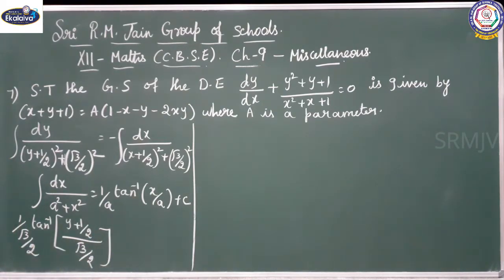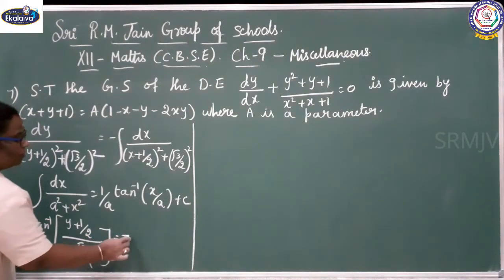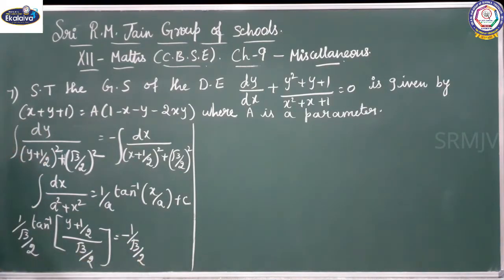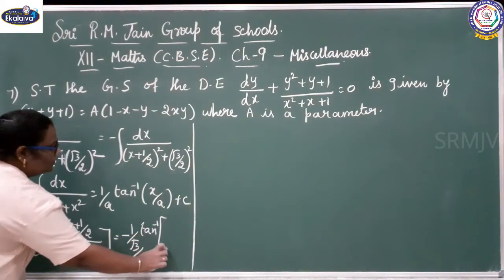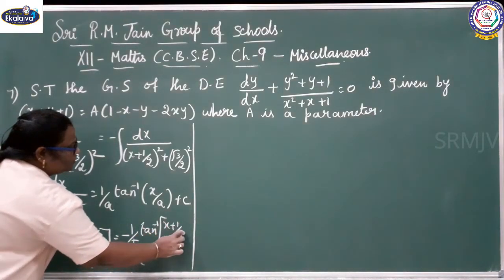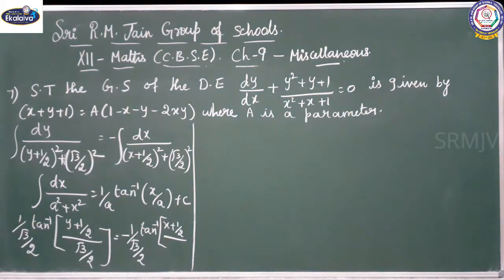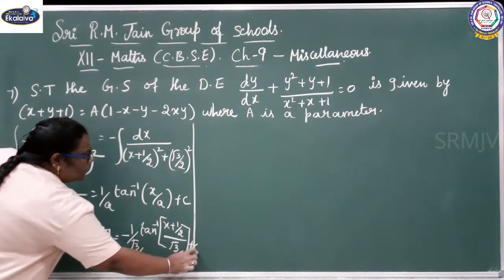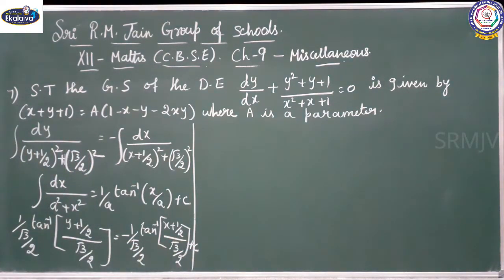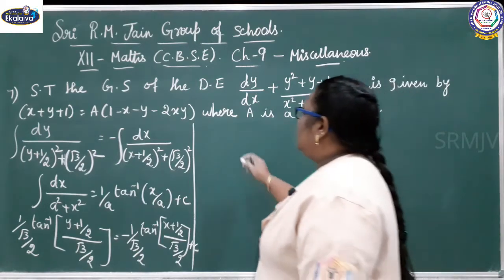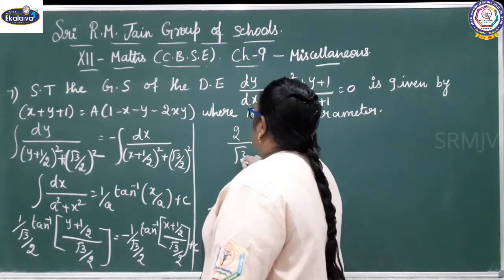1 by a tan inverse of x by a, equal to minus. The same way you can proceed here, 1 by root 3 by 2 tan inverse of x by a. The x value is x plus 1 by 2, so x plus 1 by 2 by root 3 by 2 plus c. So you take the reciprocal of that value, root 3 by 2, and you get c times 2 by root 3.